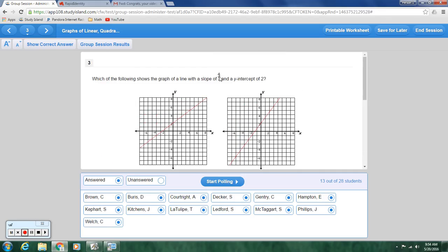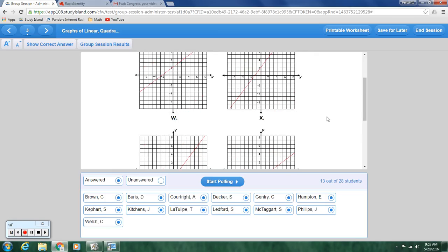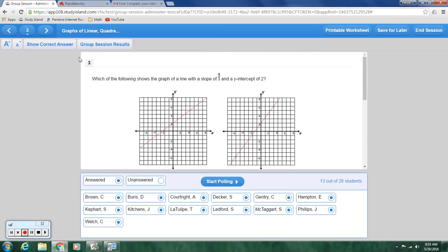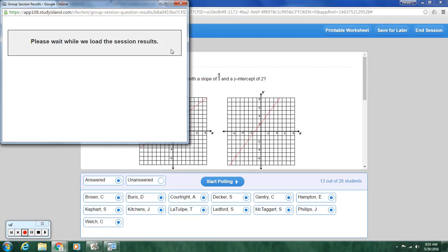So that slope says go up 4, right 3. So from right here I go up 1, 2, 3, 4, 1, 2, 3. Did I hit the line? No. So from right here, 1, 2, 3, 4, 1, 2, 3. So Y was your answer? X was your answer? Let's see. Come on, stars.